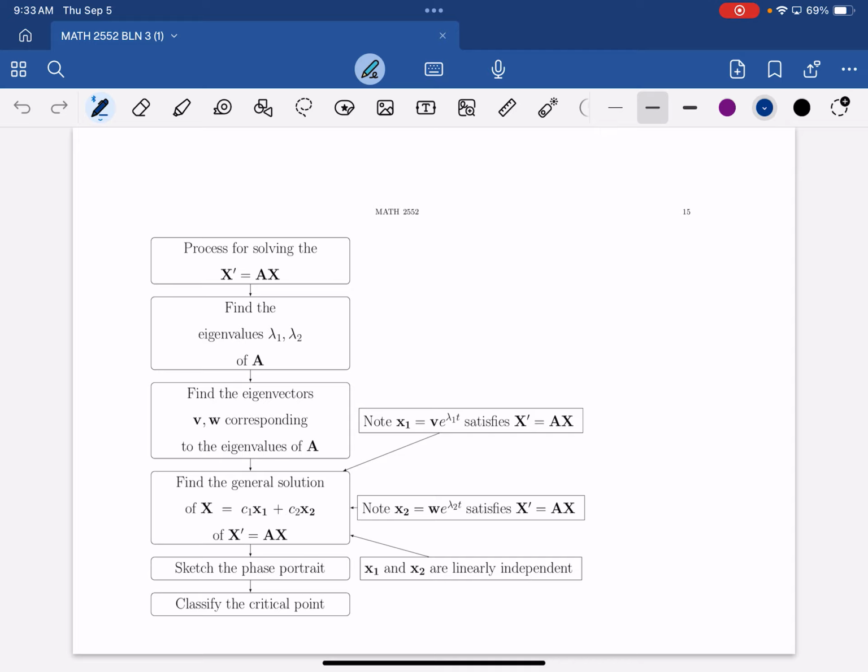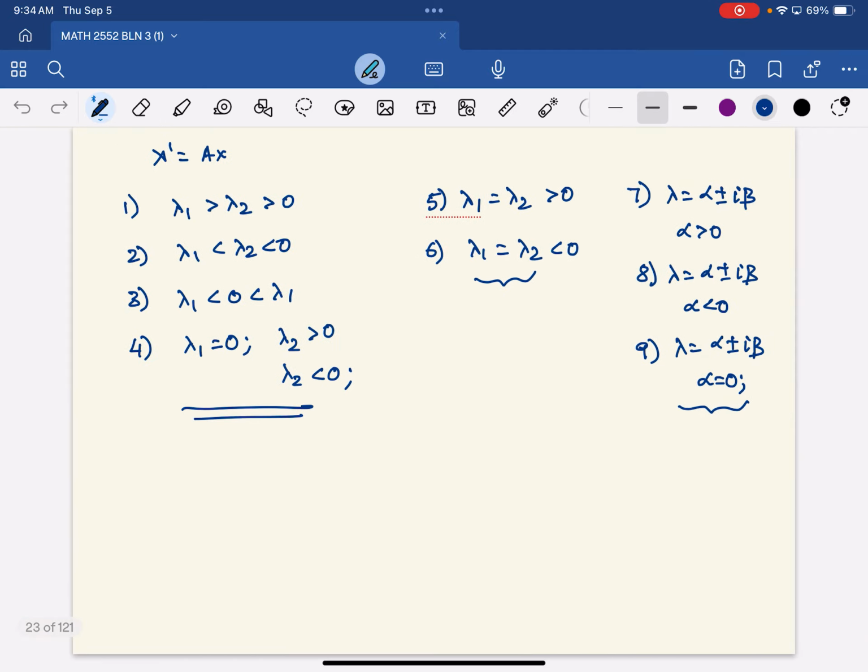And then I said that there are 9 different cases. You could have real and different eigenvalues, both being positive, both being negative, one positive, one negative, 0, and the other one being non-zero. You could have real and equal eigenvalues, both being positive, both being negative. You could have complex eigenvalues where the real part is positive, real part is negative, or the real part is 0, which means purely imaginary complex eigenvalues. These are the how many cases? 9 cases that you will run into.